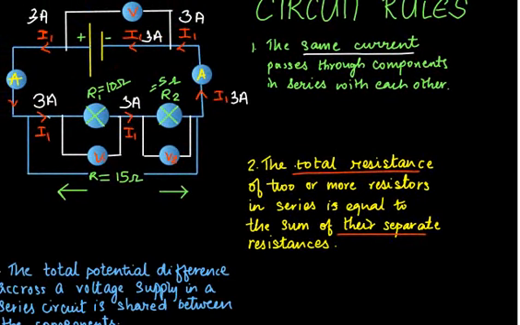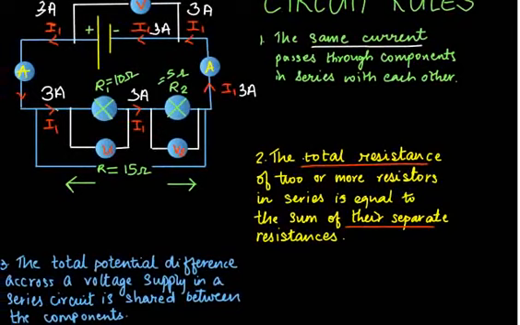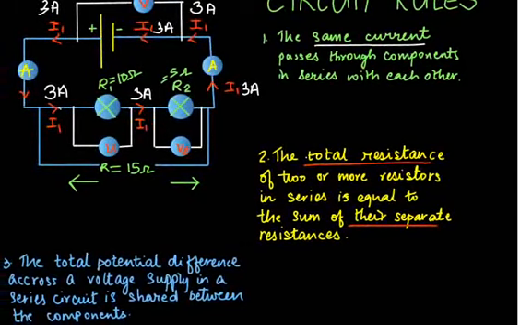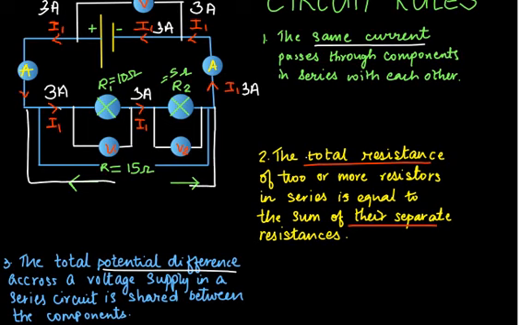Well, the third rule is about the potential difference. The total potential difference across a power supply in a series circuit is shared between the components. So that means the total potential difference, that is V. So V will be equal to, if I take this as V, this V over here will be equal to V1 plus V2.